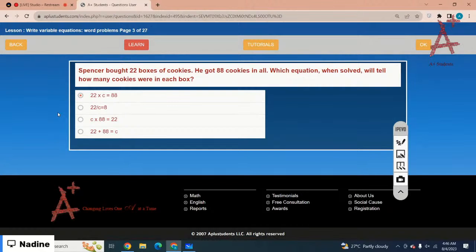Let me make it easy. You got two pencil boxes, right? In each pencil box, you have four pencils. You have to calculate total pencils. You can do 4 times 2, right? So it would be 22 times C equals 88. The correct option is option number 1.